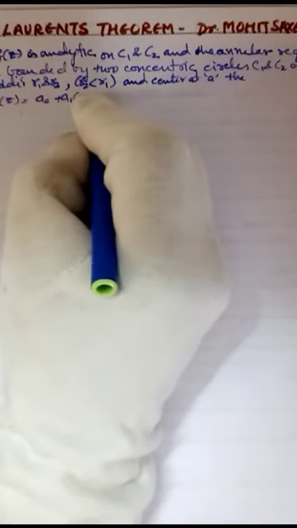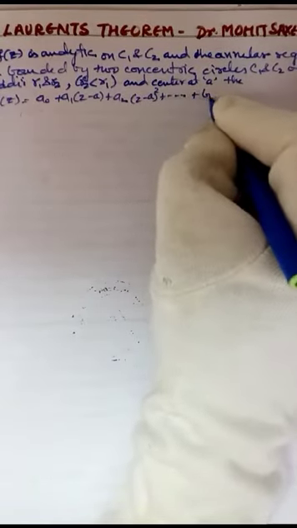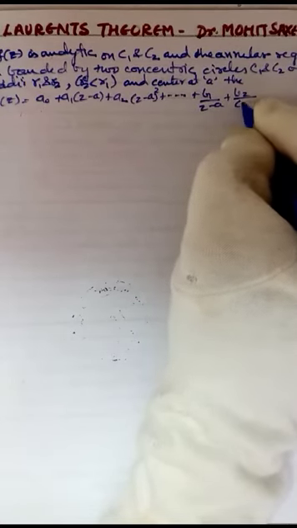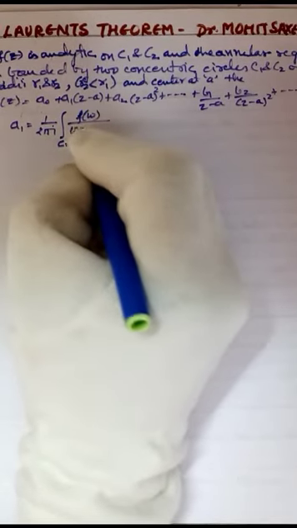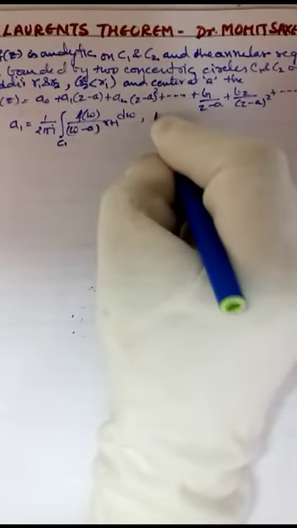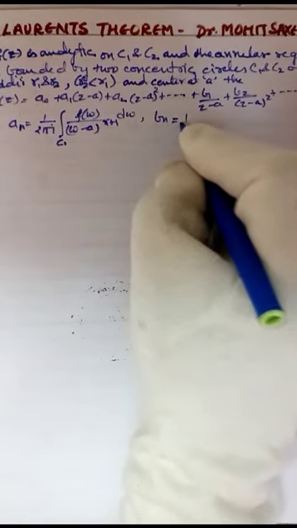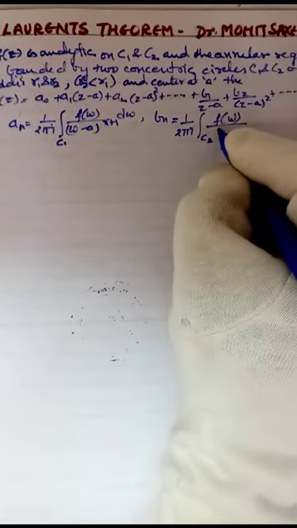f(z) is equal to a0 plus a1(z minus a) plus a2(z minus a) whole squared plus dot dot dot, plus b1 upon (z minus a) plus b2 upon (z minus a) whole squared plus dot dot dot, where an is equal to 1 upon 2 pi i integral over C1 of f(w) upon (w minus a) to the power n plus 1 dw, and bn is equal to 1 upon 2 pi i integral over C2 of f(w) upon (w minus a) to the power minus n plus 1 times dw.